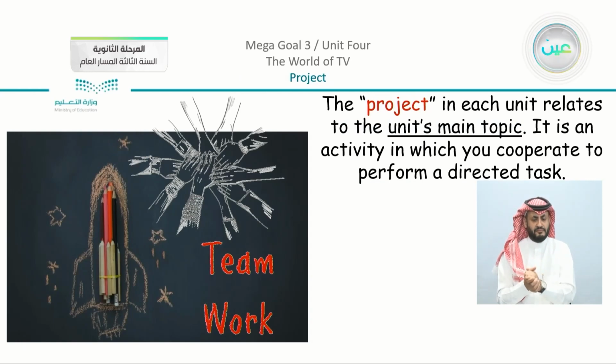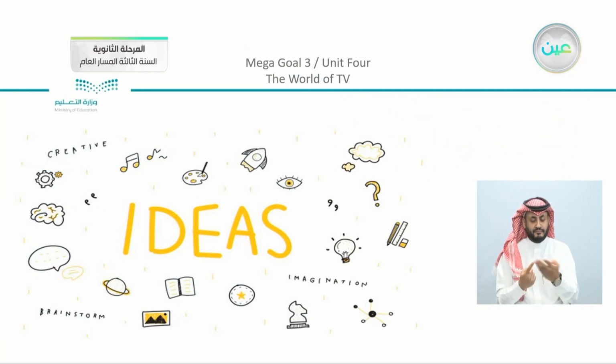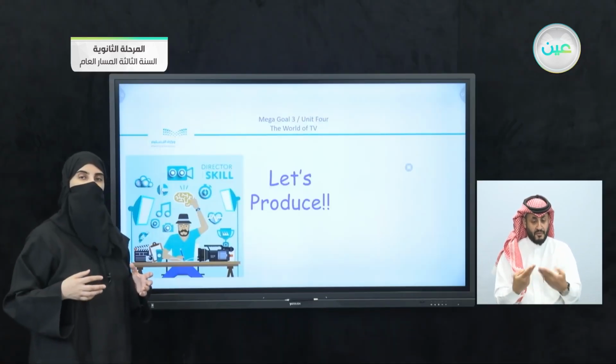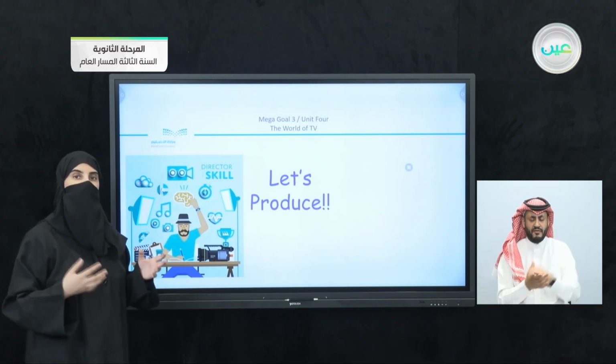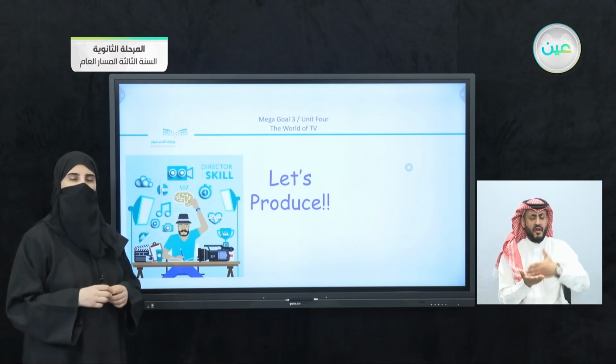It's going to be about movies, and we have the formula of movies and genres. It is an activity in which you cooperate to perform a directed task, and do not forget also that we are going to work as a team. So what do we have? Now you are going to gather your ideas, and we are going to produce. Now here, let's produce. You are going to just imagine yourself as a producer of a movie, and you're going to see how can you produce some kind of movie here.